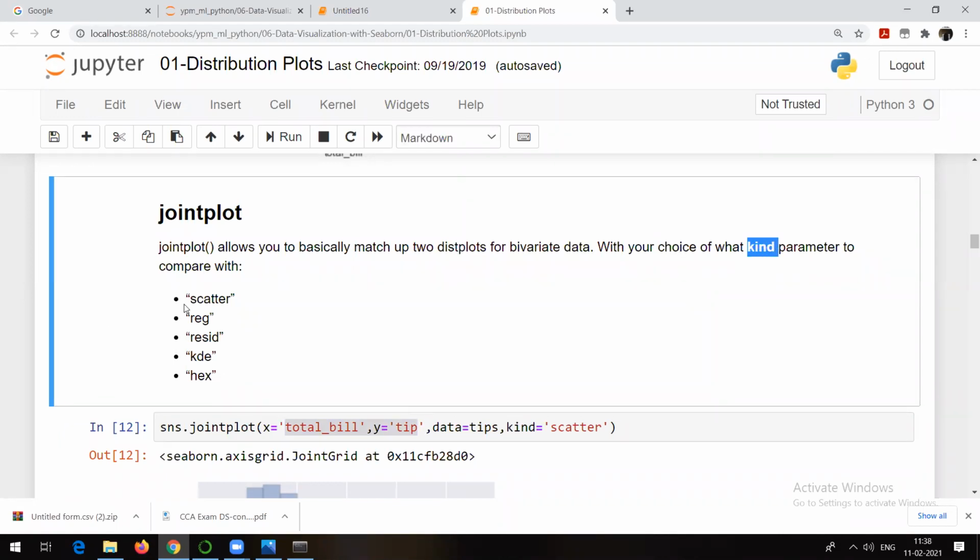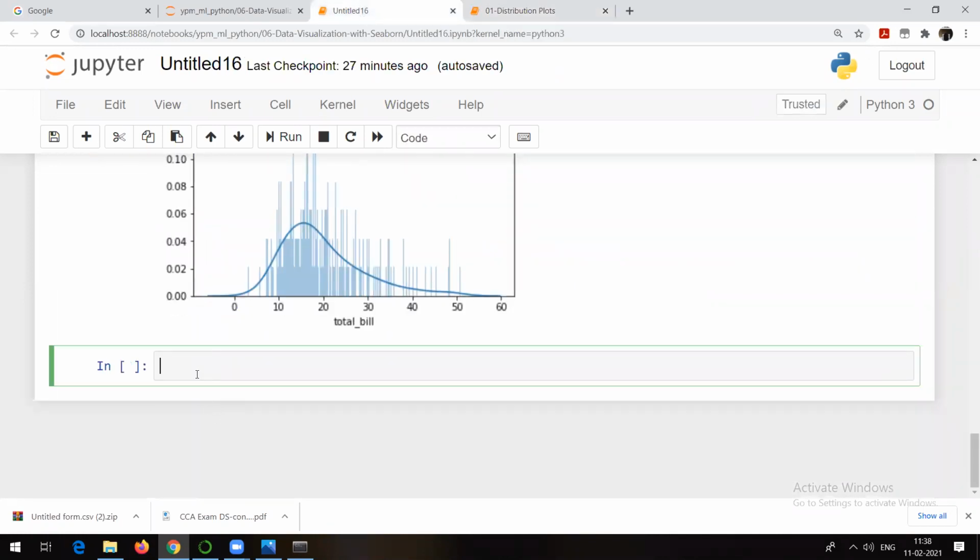So kind can be scatter plot, regression, residual, KDE, or hex. Let's see them one by one. For example, seaborn is already imported, so what I will do is sns.jointplot.